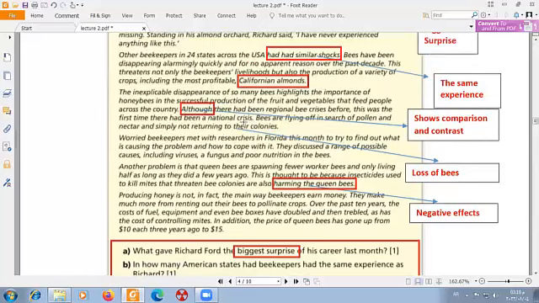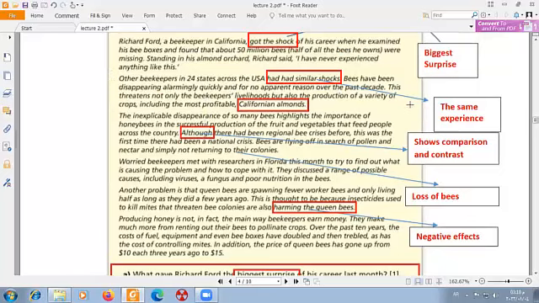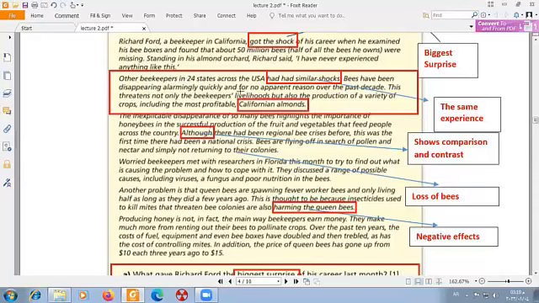C. Okay, look, brothers. In paragraph 2 here, as you see in this paragraph, he said what? Other beekeepers in 24 states across the USA had similar shocks. Similar shocks means that they were alarmed. They faced an alarm or a warning. يعني هم عندهم مشكلة اللي هي ايه؟ اللي هي the disappearance of so many bees. وبدأ يشرح لي what is the problem. Bees have been disappearing alarmingly quickly. Okay? And for no apparent reason over the past decade.